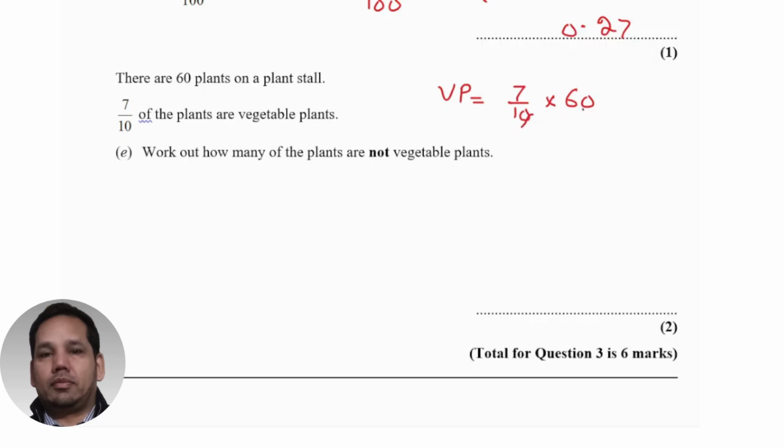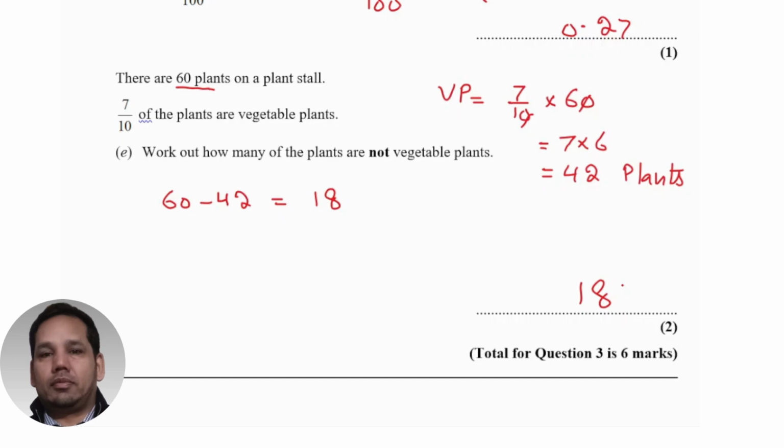So this 0 and this 0 cancel out. So we're left with 7 times 6, and 7 times 6 is 42 plants are vegetable plants. And what we're looking for, work out how many of the plants are not vegetable plants. So how many total are there? Total are 60. So we're going to do 60 minus 42 is equal to 18 plants. So we're going to write down here just 18 plants. That's our final answer.